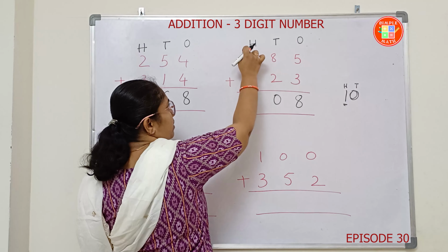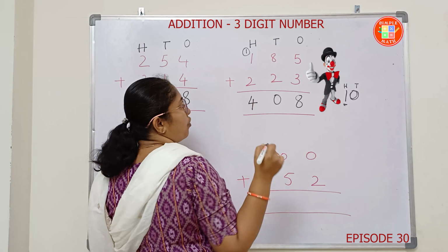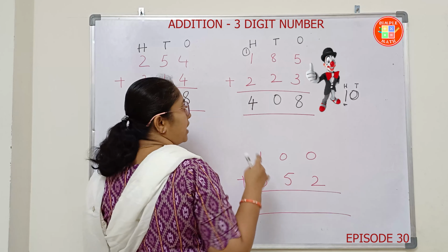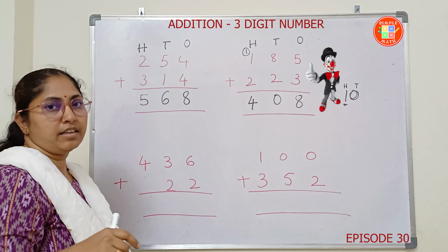Okay. 2 plus 1 is 3, plus 1 is 4. What is the number formed? 408. After addition, the sum is 408. Okay.